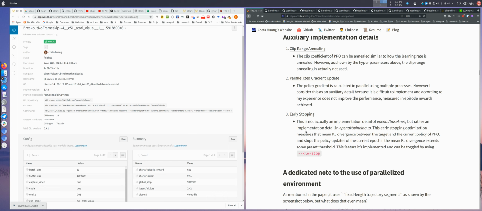And there's also the early stopping optimization. This is actually not an implementation detail of OpenAI Baselines, but rather of OpenAI Spinning Up. Their early stopping optimization measures the mean KL divergence between the target and current policy in PPO and stops the policy updates of the current epoch if the mean KL divergence exceeds some preset threshold. This feature is implemented and can be toggled by using target KL.